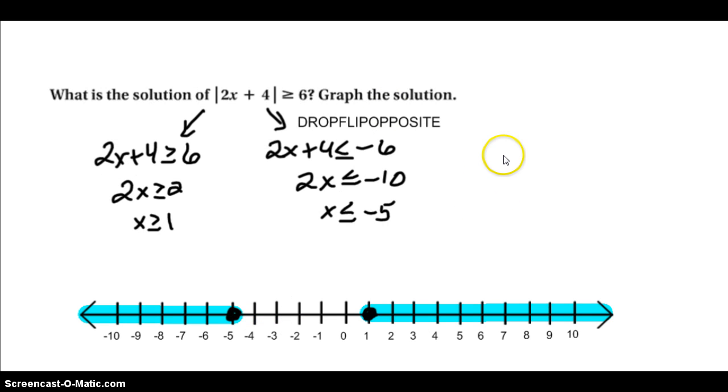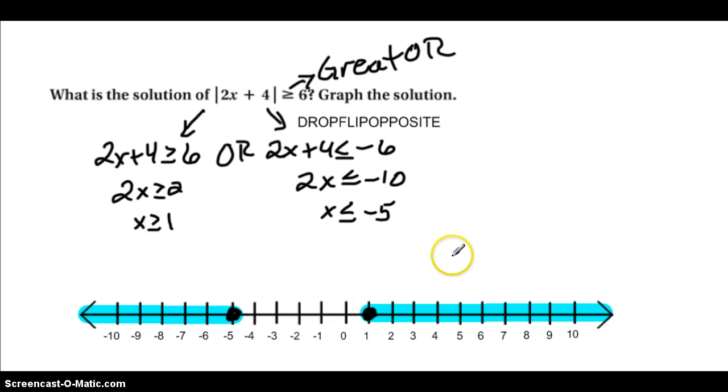Our last example here is an or statement, as we said. And the reason I know it's an or statement is because of the greater sign, greater than or equal to. And here are the solutions to these. X is going to be greater than or equal to 1, and x is going to be less than or equal to negative 5. And as we said, typically or statements do go in the opposite directions of each other. So the solution here would be any number greater than or equal to 1 and less than or equal to negative 5.